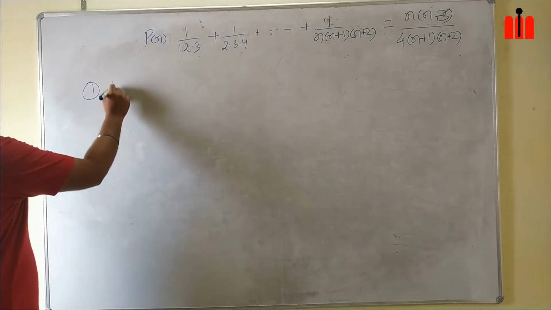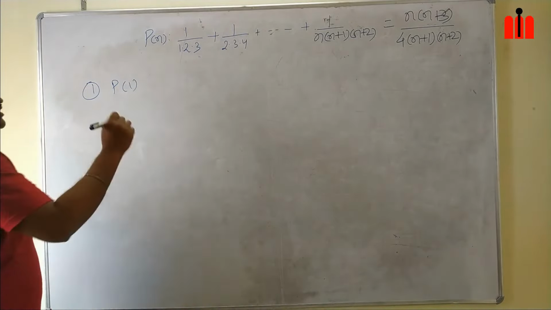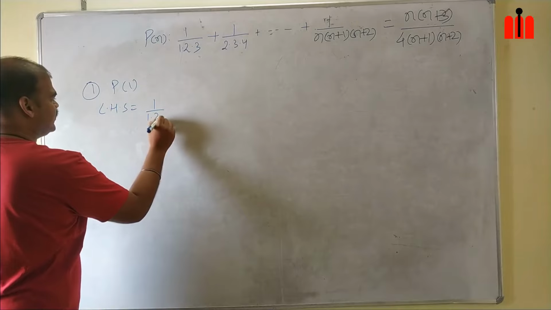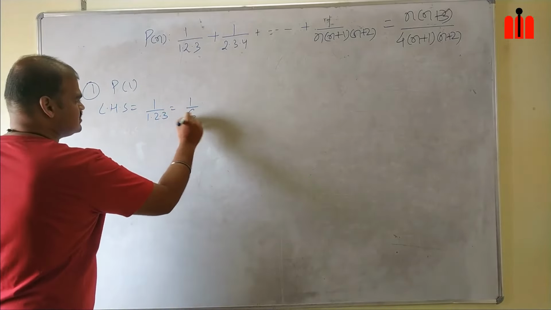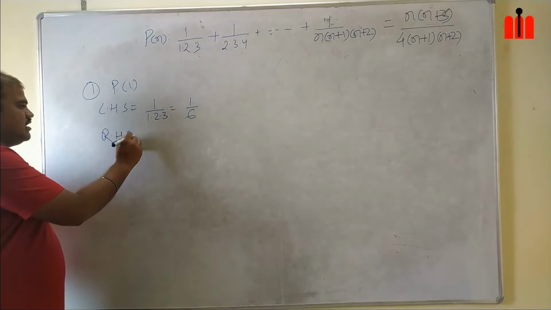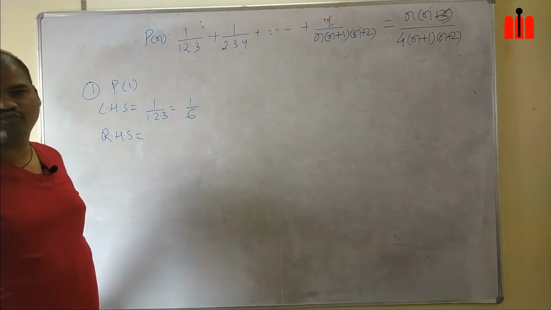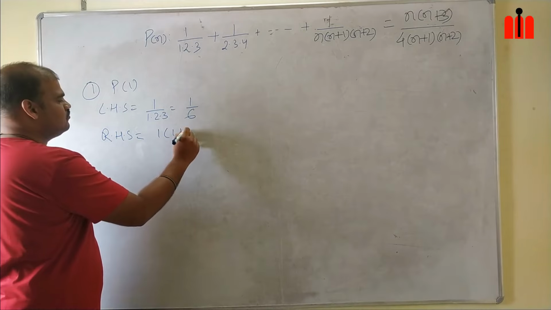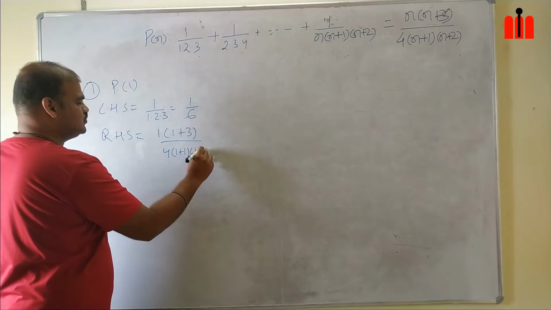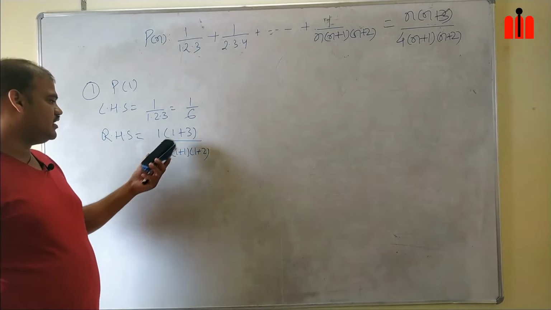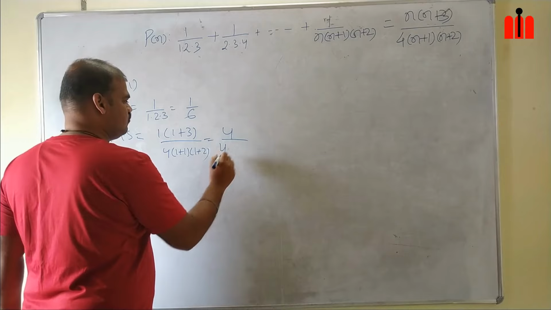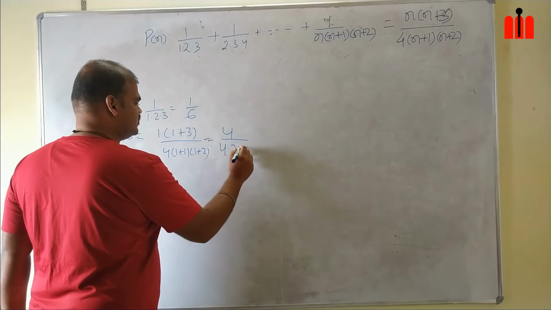First, check for P1. Once we check for P1, my LHS will be 1/(1·2·3), which is 1/6. Now what will be my RHS? In place of n, you substitute 1. Then it will be 1 into (1 + 3) divided by 4 into (1 + 1) into (1 + 2). So it will be 4 in the numerator, and in the denominator 4 into 2, since 1 + 1 is 2, and 3, since 1 + 2 is 3.